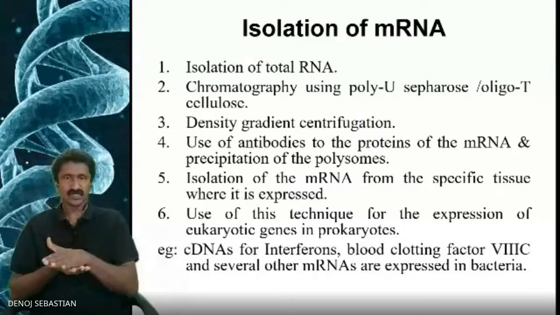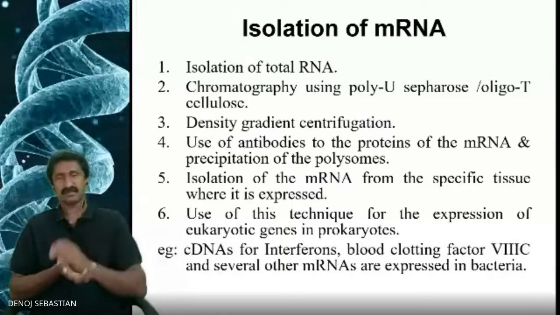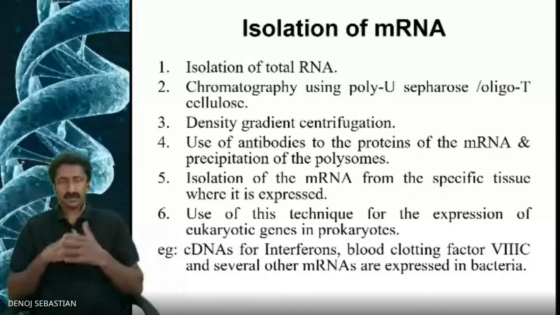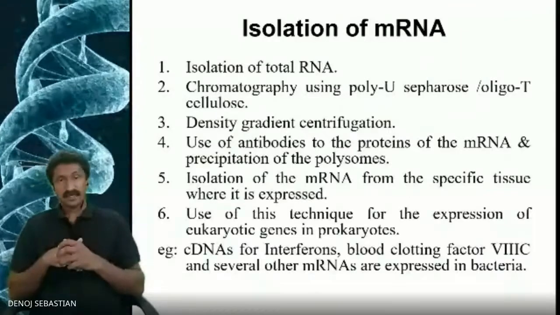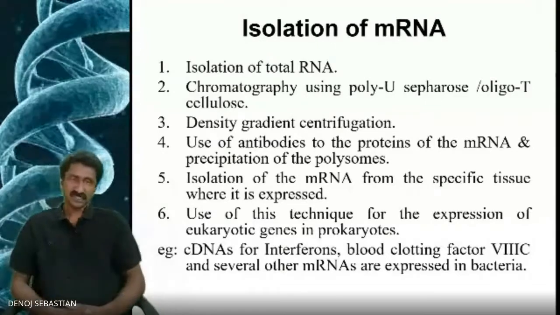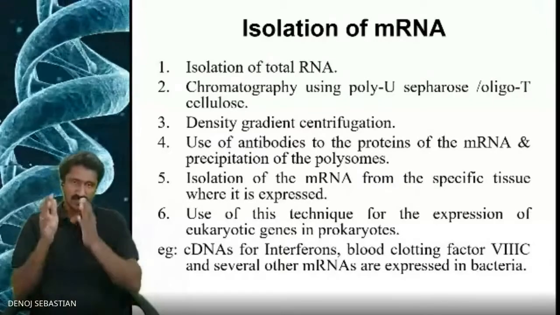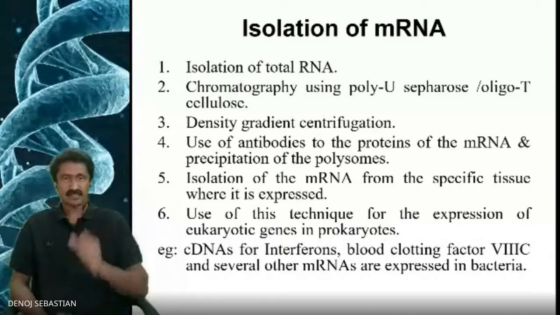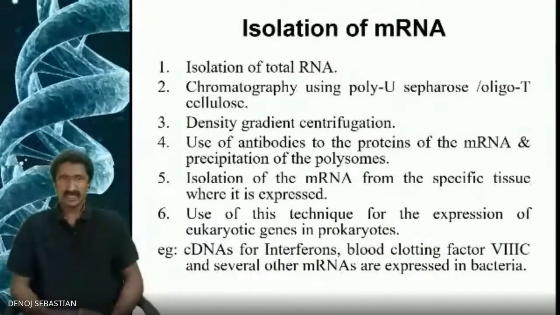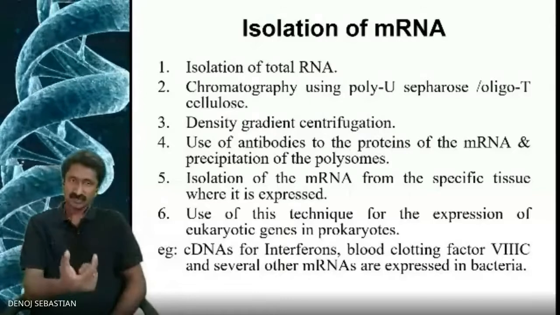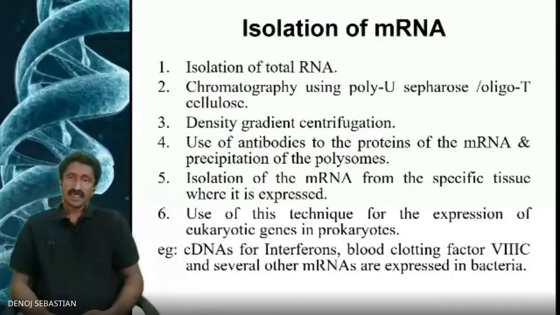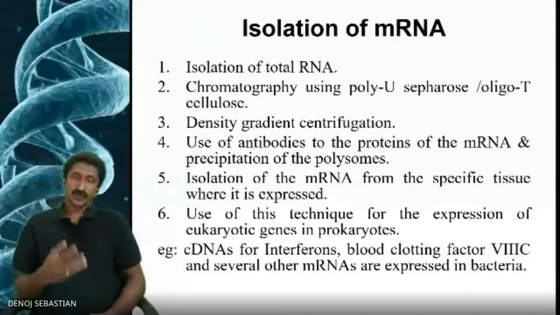So at a specific growth condition and a specific environmental condition, that population of the cells will produce a group of mRNAs in response to that. So you can isolate the total mRNA population from that cell type. Then chromatography using poly-U Sepharose or oligo-T cellulose is one of the purification methods that can be used for isolation of the total mRNA. A chromatography column filled with Sepharose beads linked with poly-U residues, or cellulose linked with oligo-T residues, will be loaded in a column, and that column can be used for separating this total mRNA.